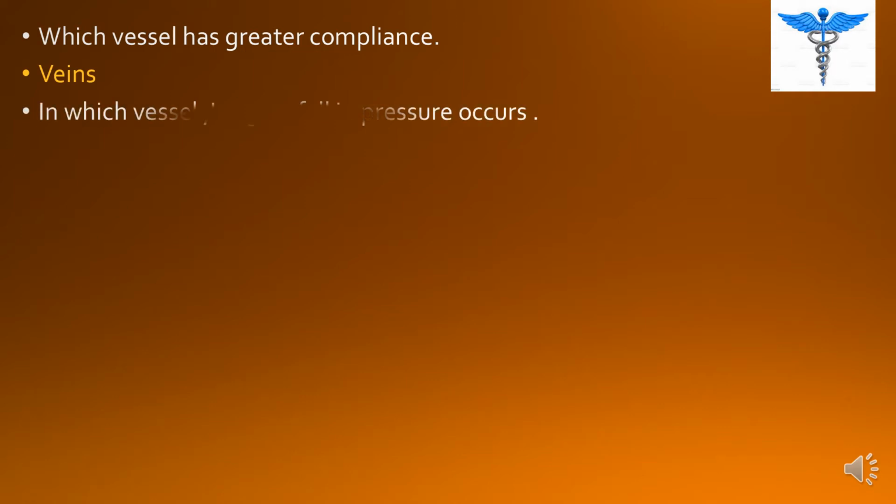Okay, the next question is, in which vessel does the largest fall in pressure occur? Now the fall in pressure will occur in that vessel which shows greater resistance. The greater resistance is shown by the arterioles. So here the arterioles will show the largest fall in pressure because of the greater resistance shown by the arterioles.